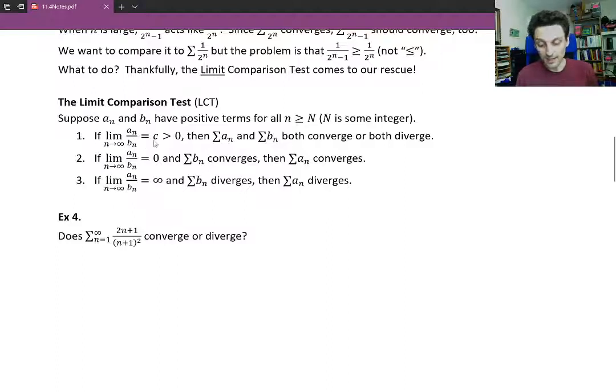So we're going to take that limit as n approaches infinity of the a sub n's over the b sub n's, and if you get some positive number, so if you get 10 or pi or 1,000, then the convergence and divergence of the a sub n series and the b sub n series will be the same. So if the b sub n's converge, then the a sub n's have to converge as a series. If the b sub n series diverges, then the a sub n series has to diverge as well.